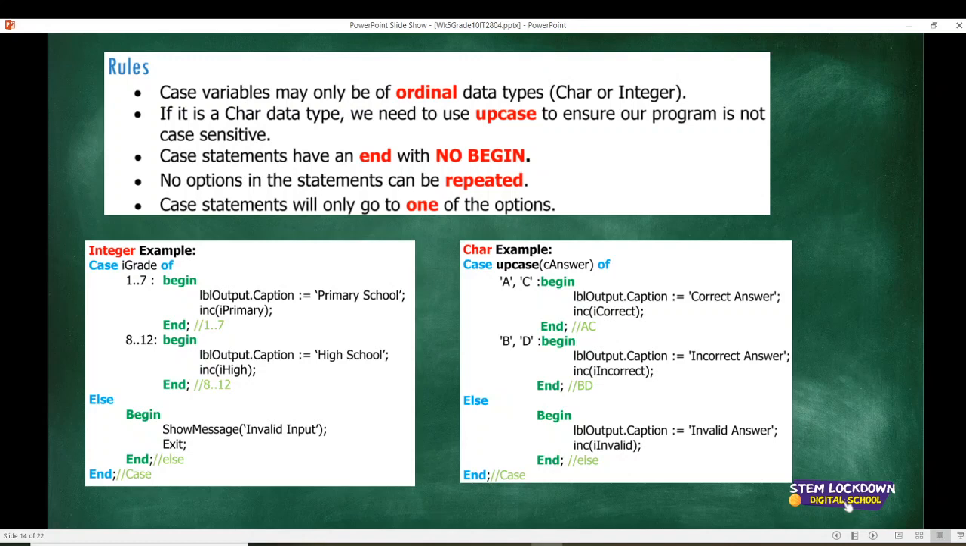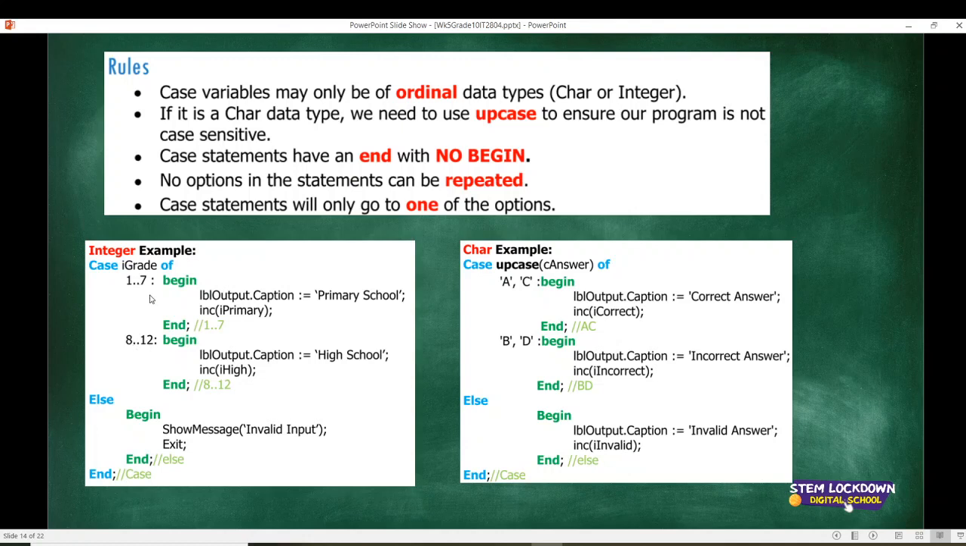Okay, so you've got to pay attention because now my case has an end and it's possible that my different options are going to have their own begins and ends as well. Okay, so now we're starting to get very bogged down with all the begins and ends. So as I've said, case statement has an end but no begin. No options can be repeated. So if we look at this number example, I can't go from 1 to 8 over here and then again from 8 to 12.